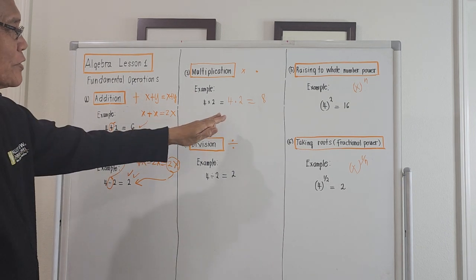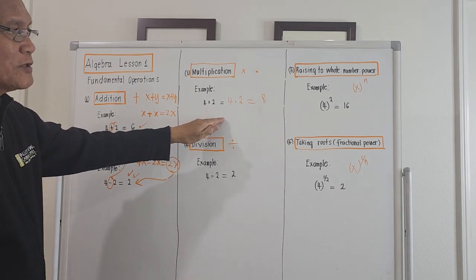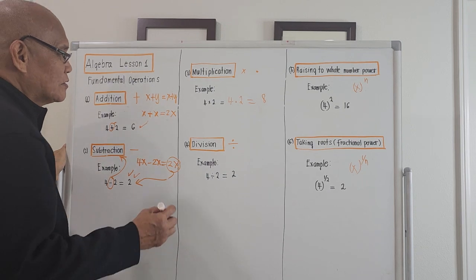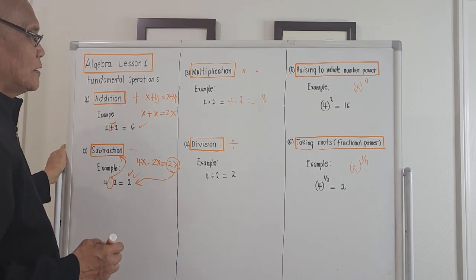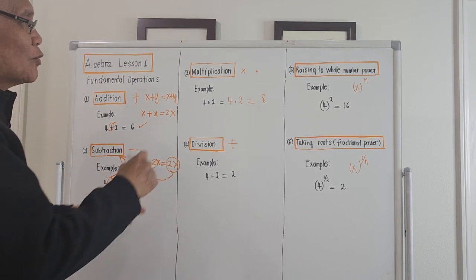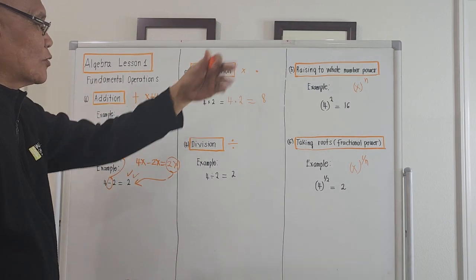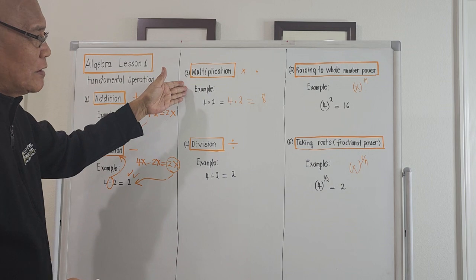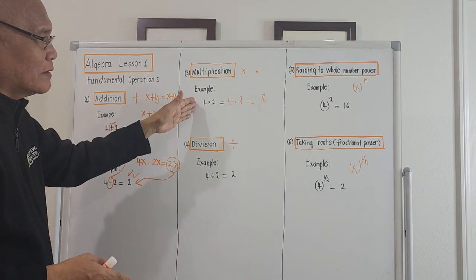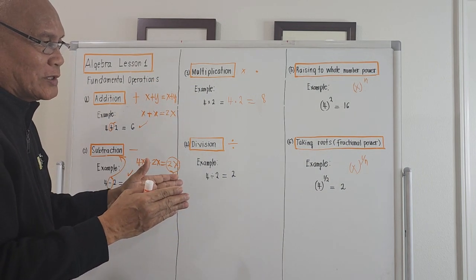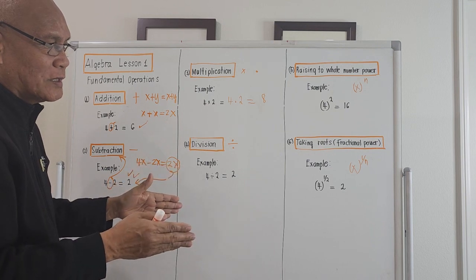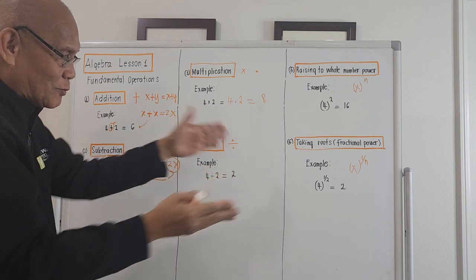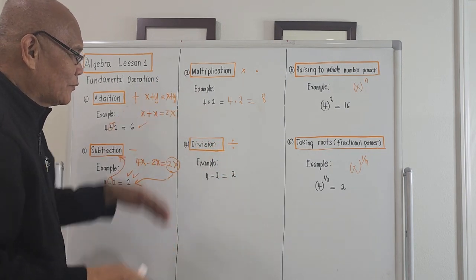So how do we represent this if we put a variable? It will go to raising to powers already. So for number 3, we are asked only to multiply. We don't apply the laws of exponents yet, for the meantime.